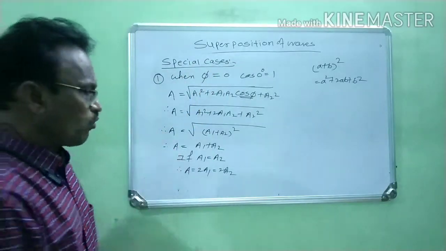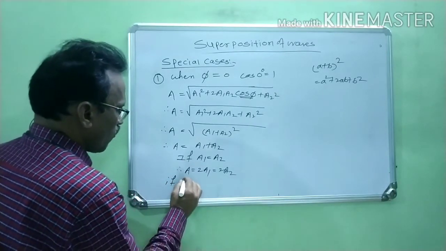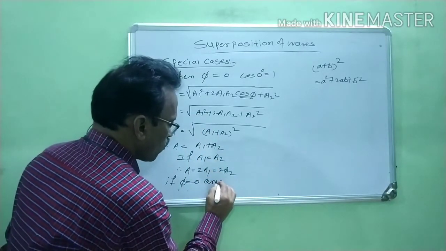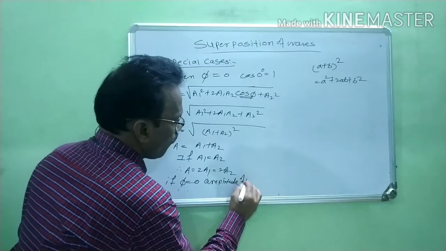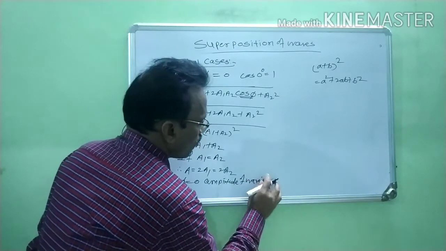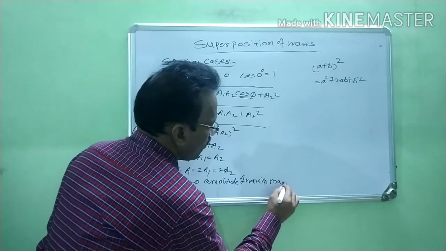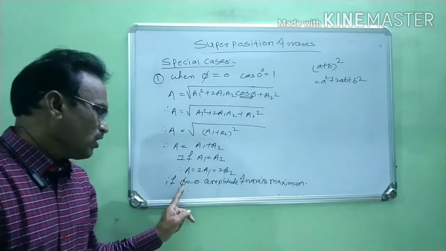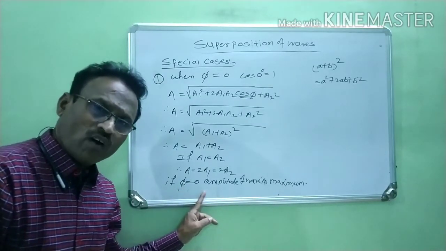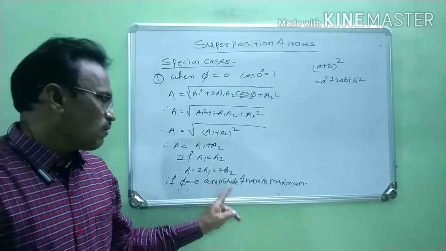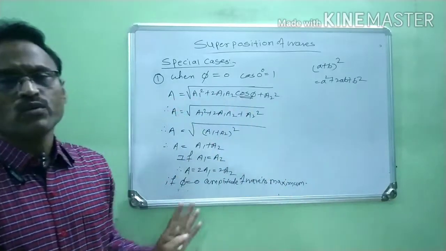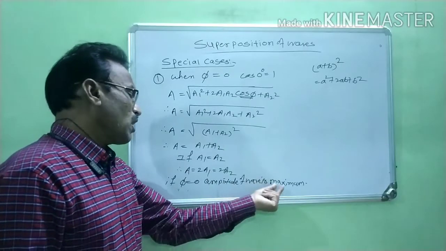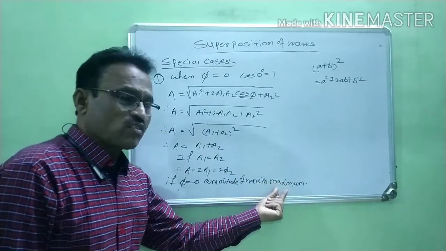Now we know that when the phase difference between any two waves is 0, we write here: if phi is 0, the amplitude of the wave is maximum. When the phase difference between two waves is 0, at that time the amplitude of the wave is the maximum amplitude. This is the condition.